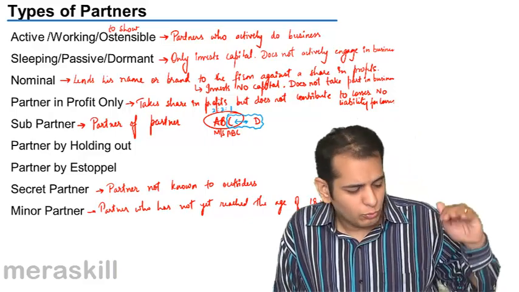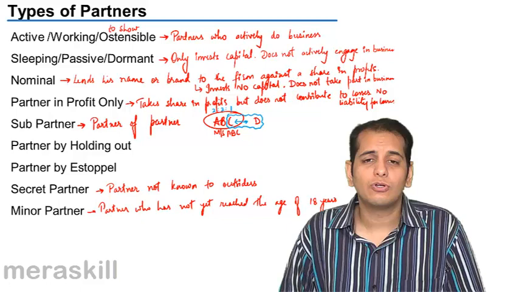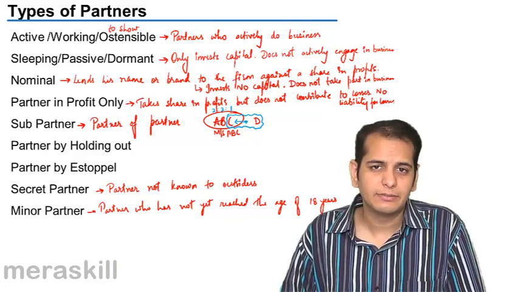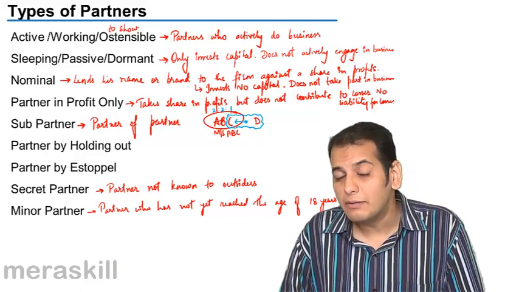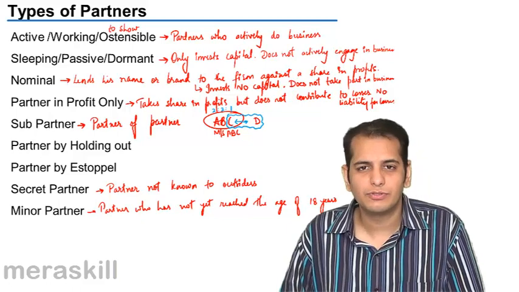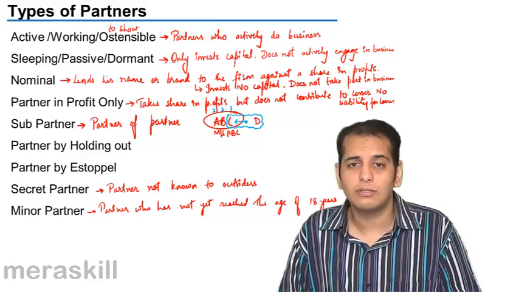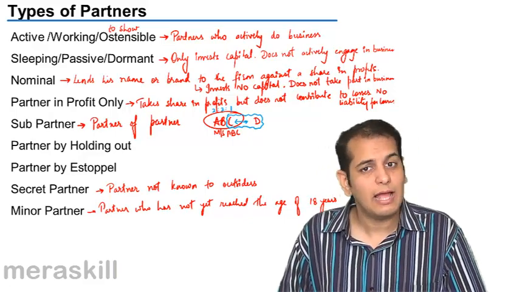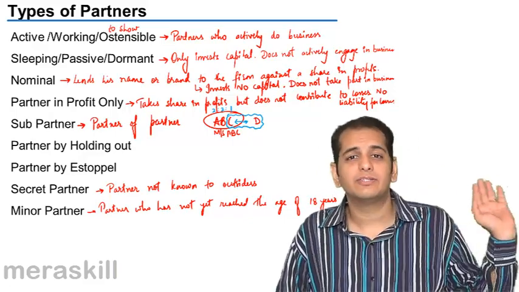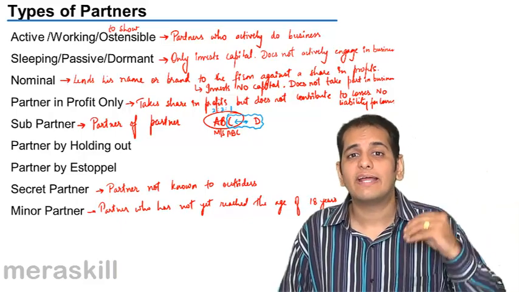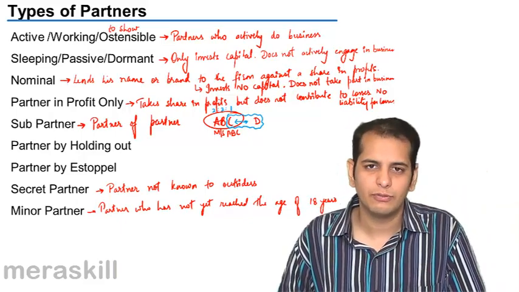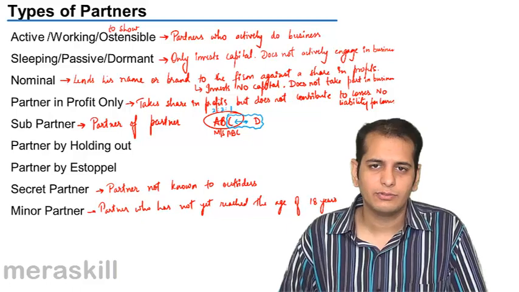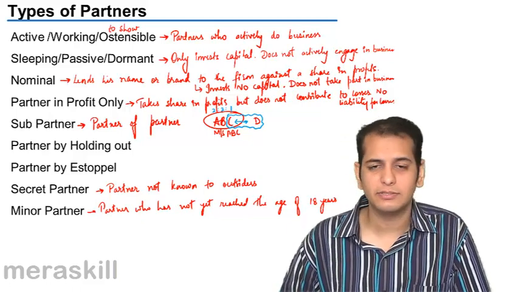So he is a partner who is still a minor, who has not grown into an adult yet, but he is admitted to the firm for the benefit of the firm with the consent of all the partners. That firm should be an existing firm. And finally, a minor should not be liable for any losses in the firm. Okay, so he stands with no liabilities.